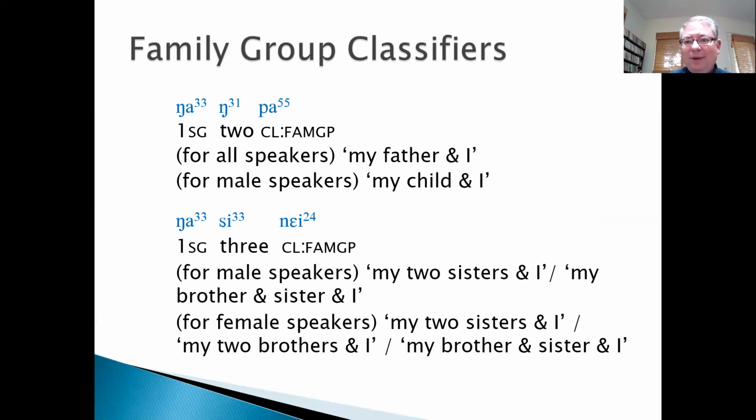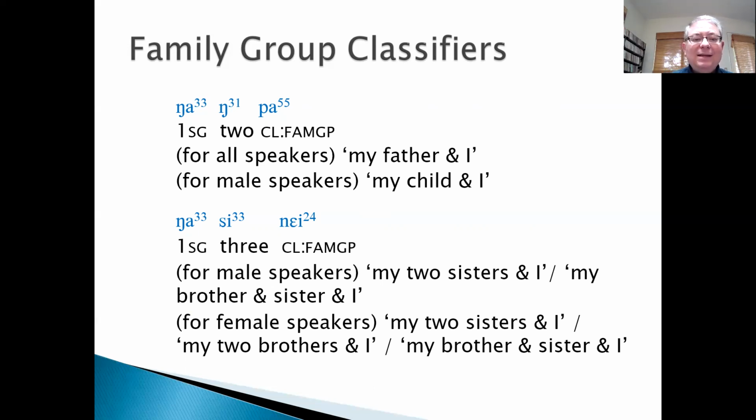Things get even more complicated when the numeral is higher than 2, and you use maybe one of these other classifiers. So ngasi ne, here ne refers to siblings, either all female siblings or a mixed group of female and male siblings. The numeral 3 tells you that there are 3 people in total being discussed, but you've got to figure out basically from context who all is being discussed.